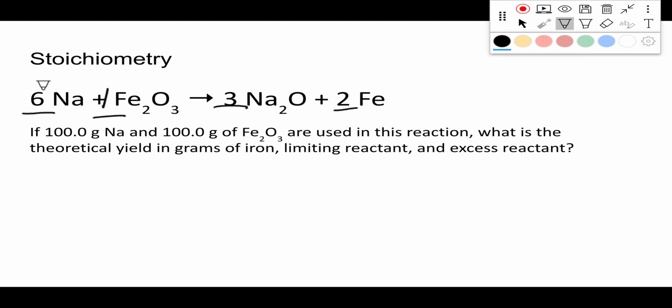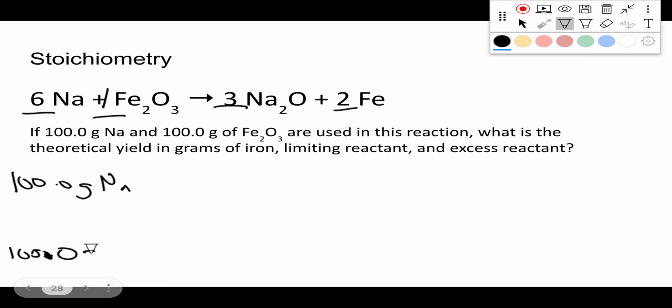We are still going to have to convert both reactants to a product in the same unit. So it says if you start with 100 grams of sodium and 100 grams of Fe2O3, what is the theoretical yield in grams of iron, limiting reactant, and excess reactant? So again, we've got to do 2 conversions. So we're starting with 100.0 grams of Na and 100.0 grams of Fe2O3.